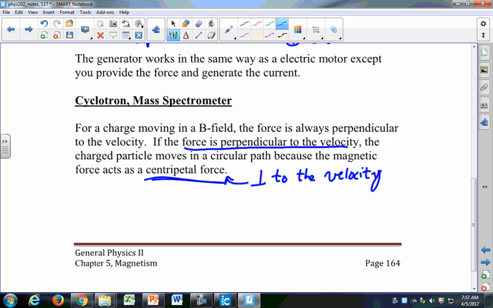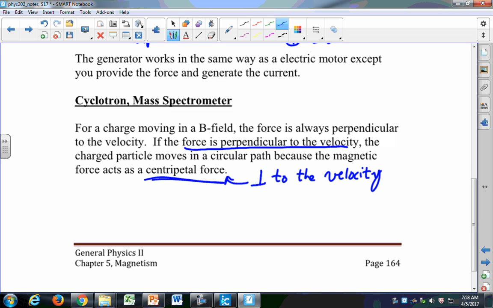So if the force is perpendicular to the velocity, how is it going to change the velocity? The velocity is a vector. It has a magnitude and direction. Is the magnitude of the velocity going to increase, decrease, or stay the same due to the magnetic force? It'll stay the same. That's what centripetal forces do. They don't change the magnitude of the velocity. They only change the direction.